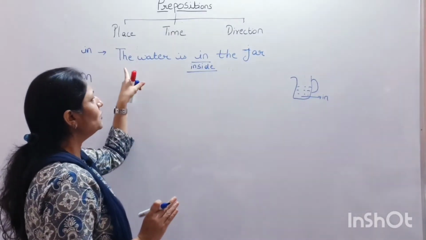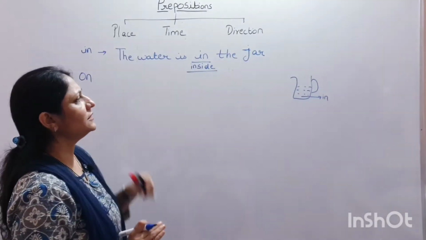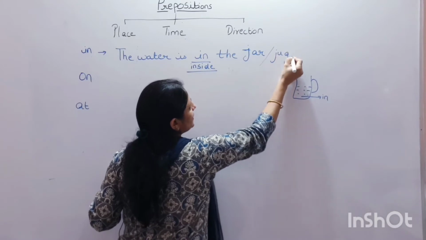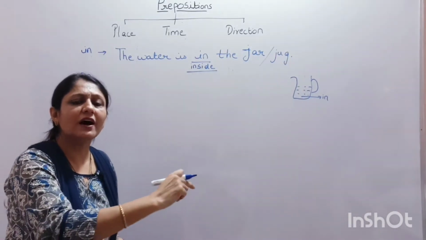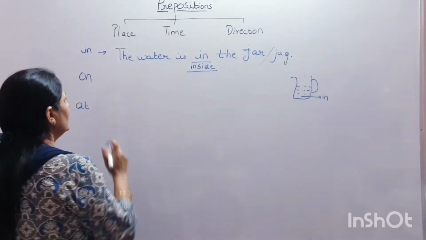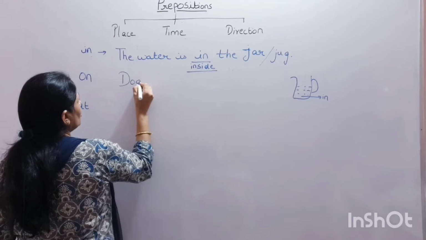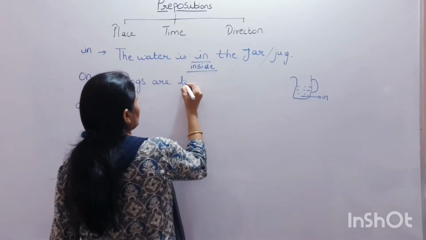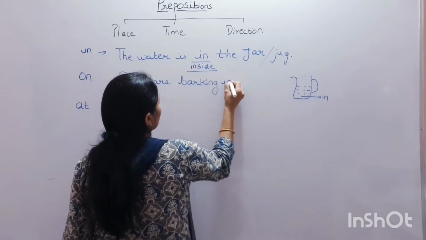So, this is how the water is in the jar, or we can also say the water is in the jug. And we also had an example, cows are grazing in the field. Now suppose if I say, let's take, dogs are barking in the garden.